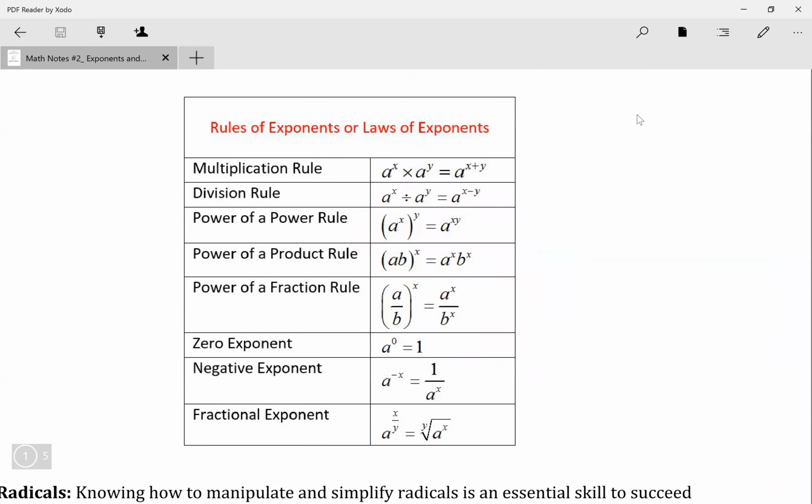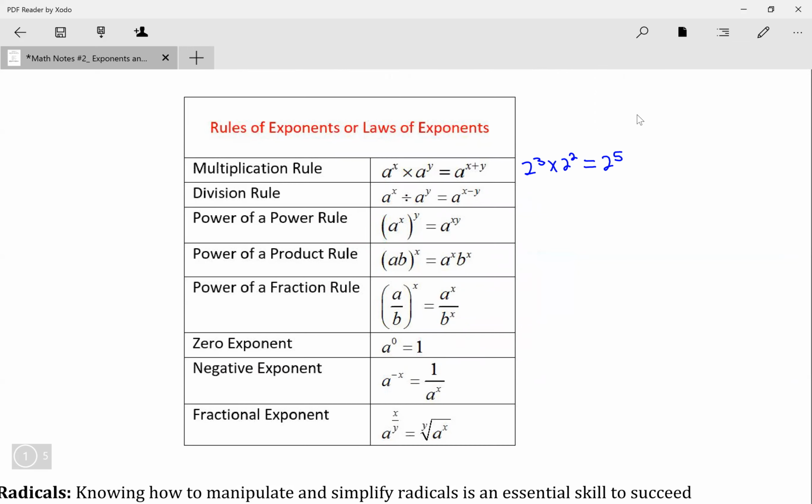The first one is the multiplication rule. A to the x power times a to the y power equals a to the x plus y power. Let me give an example of what this would mean. Let's say I have 2 to the third power times 2 squared. That would equal 2 to the fifth power. I basically just added 2 and 3 to get 5.